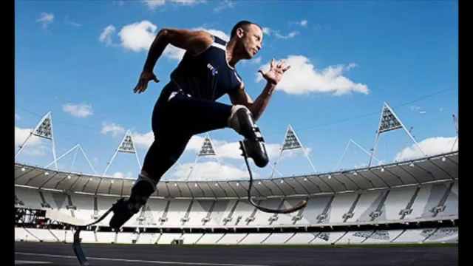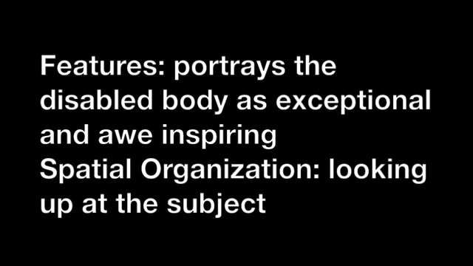All right. Each component in visual rhetoric of disability contains both features and spatial organization. For example, in The Wondrous, we see the disabled body as exceptional and awe inspiring. This makes the viewers appear ordinary or normal. So, the viewer is then positioned below or looking up at the subject? Yeah, you're starting to get it.